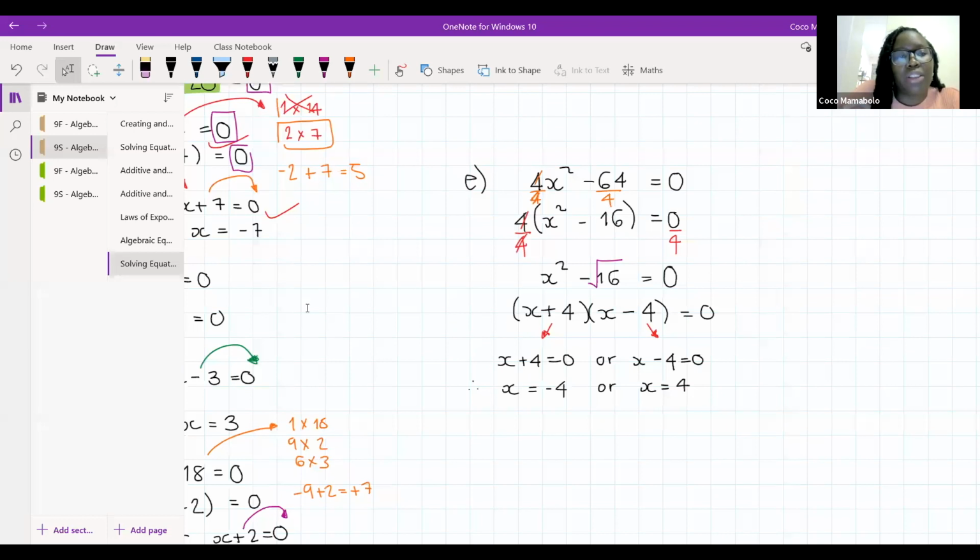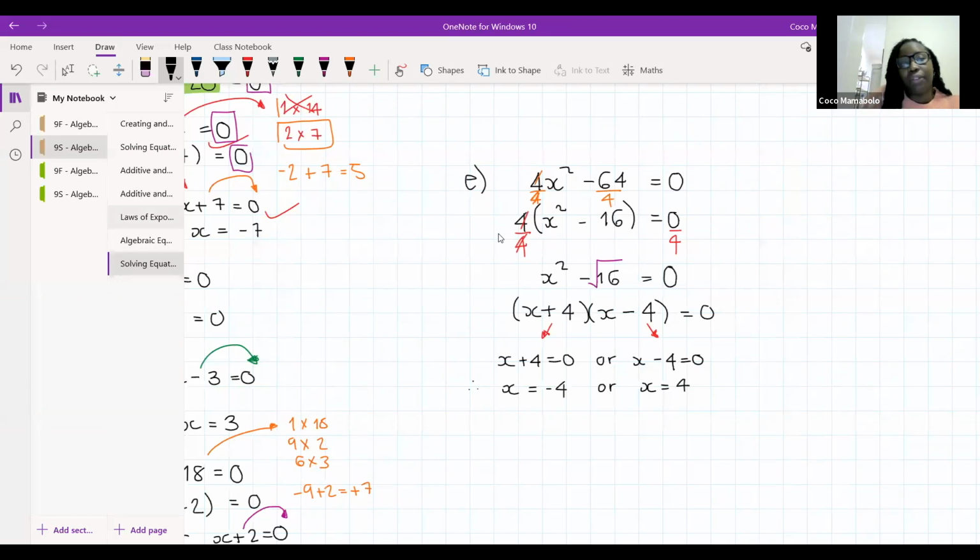Okay, Sanele, your hand is already up. Hi, Sanele. Hi, ma'am. What did you do? I took the -64 to the other side, then divided by 4, which I got x squared equals 16. Then I put the square root. And then you got plus or minus 4, yes? I got x equals 4. No, remember, it must be plus or minus 4.